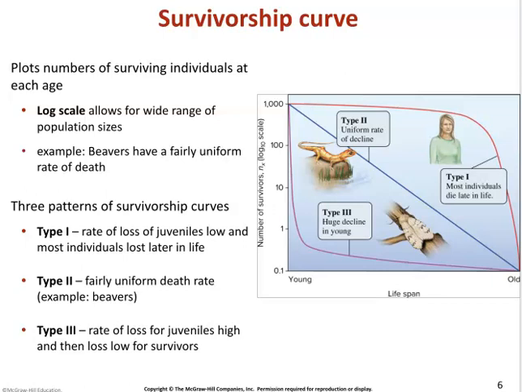And then the third type would be that the death rate for juveniles before reproductive age would be very, very high. And that as you get older, there's less of people in the population. And so it's slower loss for the survivors because the initial survivorship of infants is so small.